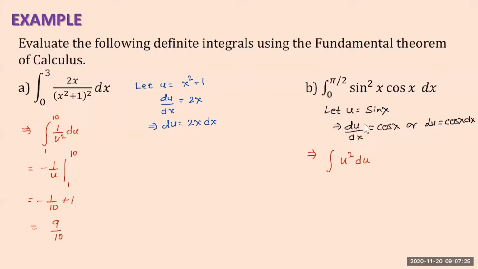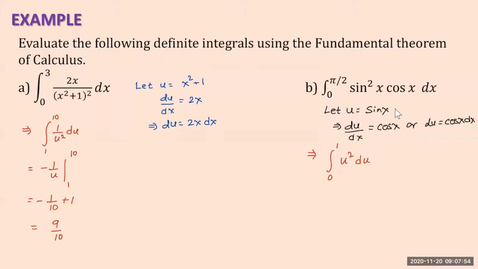We change the integral given in terms of x to a new integral in terms of u. Now we need the values of u as the limits of integration. Here we have the limits of integration in terms of x, so in order to get the limits in terms of u, we plug these limits into this equation. When I plug in 0, u equals sine 0, which is 0. And when I plug in pi over 2, u equals sine pi over 2, which is 1.